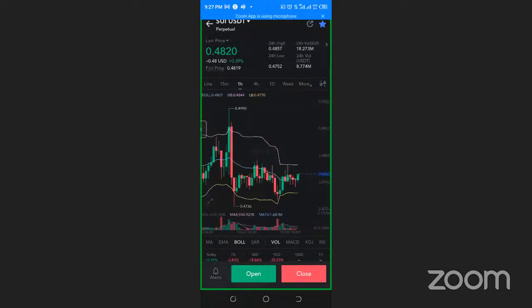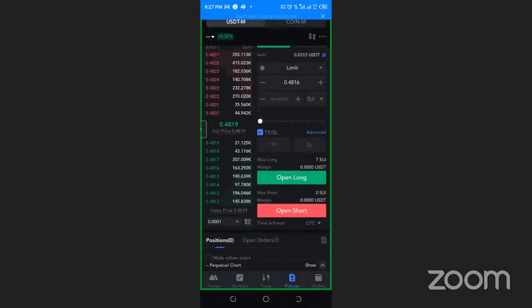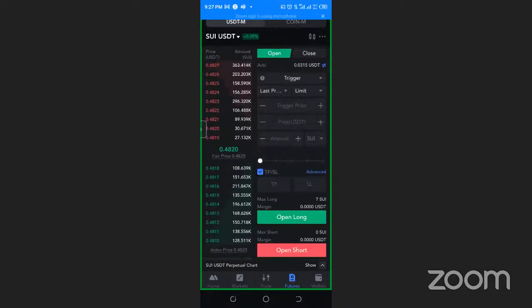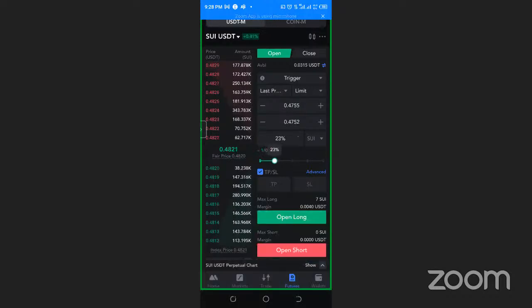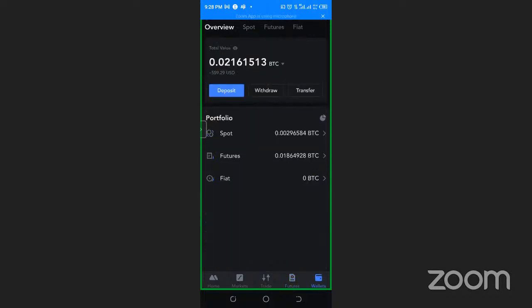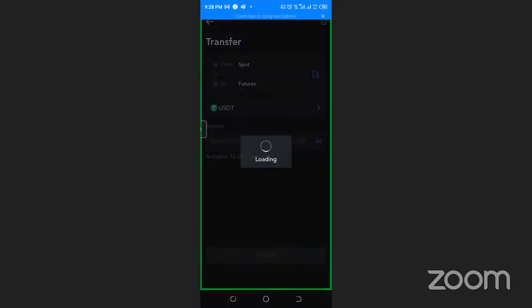Okay, sorry, I didn't pick the price for the long very well. 0.4752. So here I change it to trigger. So the price is 0.4752, while the trigger price is 0.4755. All right. Okay, so I needed to transfer money from spot, right? I needed to do that.